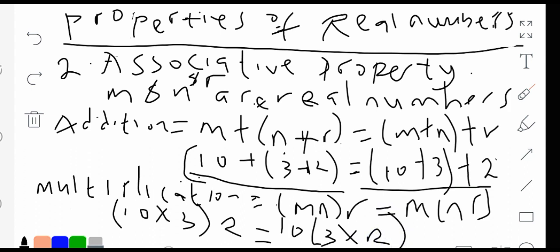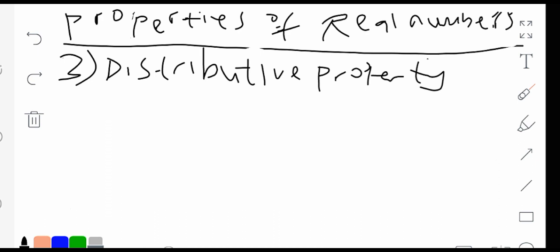So if you do this side first, 10 times 3 will give us 30. Then since there's brackets between them, 30 times 2 gives us 60. So let's take the other side. Do the bracket first. Now 3 times 2 gives us 6. Then 10 times 6 gives us 60. So both sides are giving us 60. That's the multiplication property.